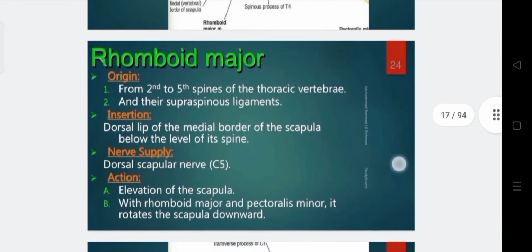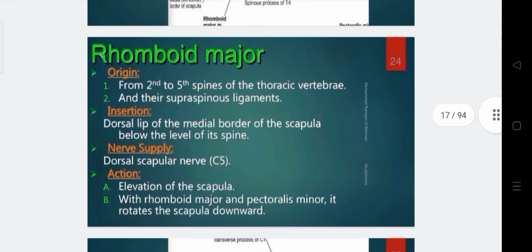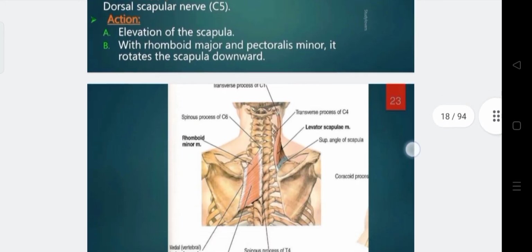It's also supplied by the dorsal scapular nerve, and its action is almost the same, that is elevation of the scapula with rhomboid major and pectoralis minor. It rotates the scapula downward.